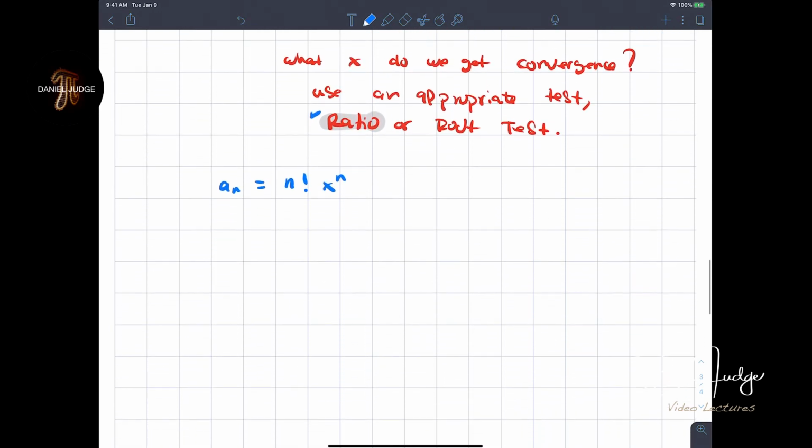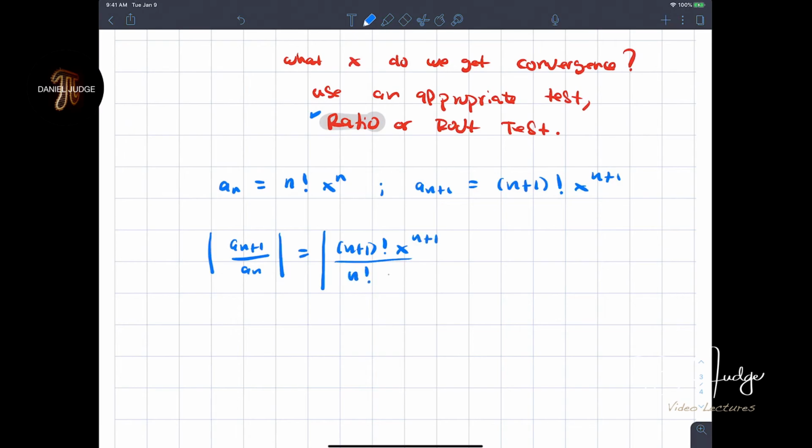So for the ratio test, we need the next term, the next future term, which is a_(n+1), which will be n plus 1 factorial x to the n plus 1. So the absolute value of that ratio is n plus 1 factorial x to the n plus 1 over n factorial x to the n. And you're going to use your properties of absolute value again.